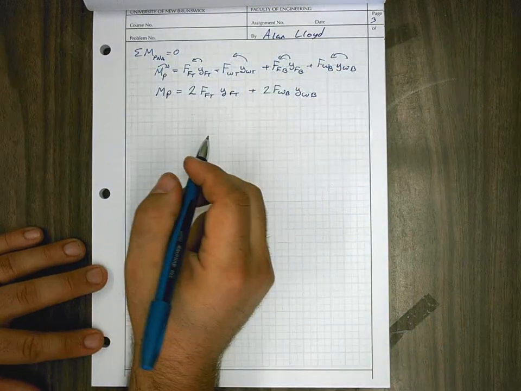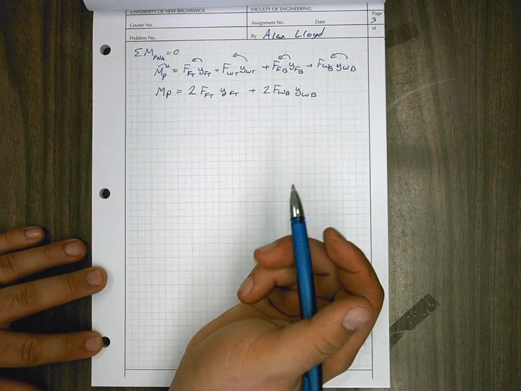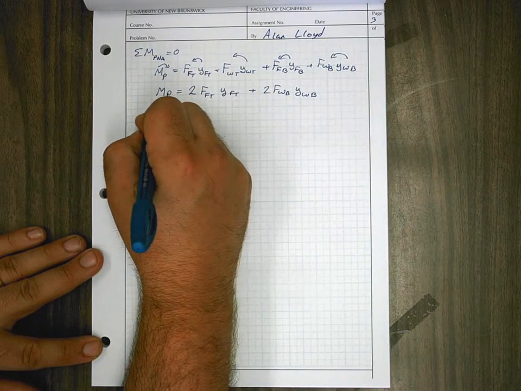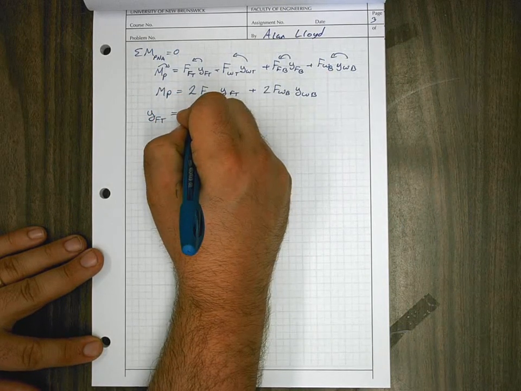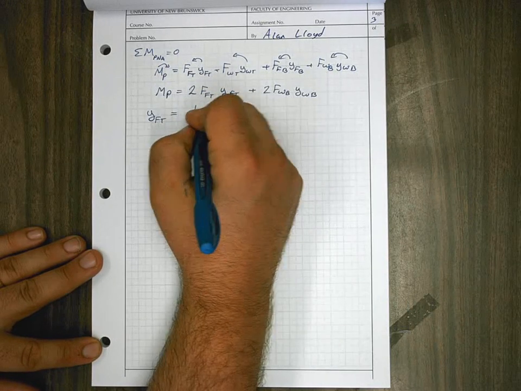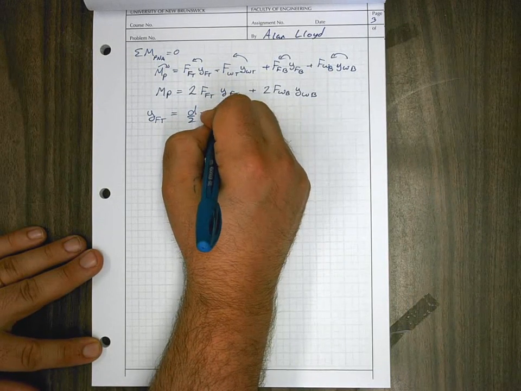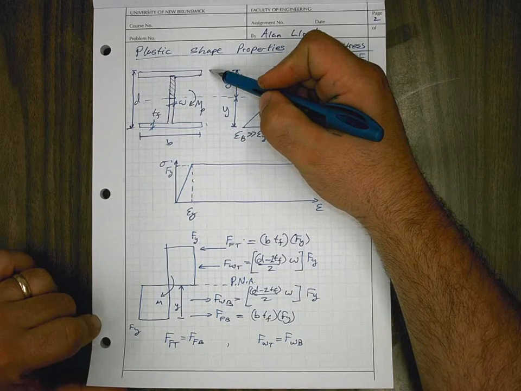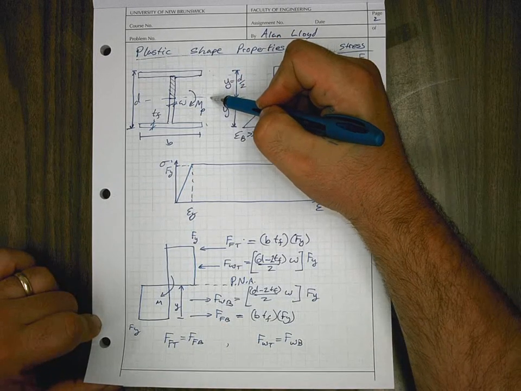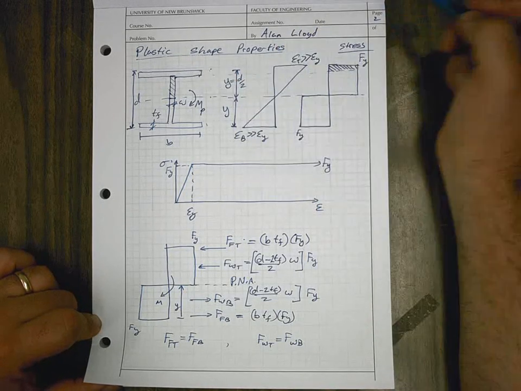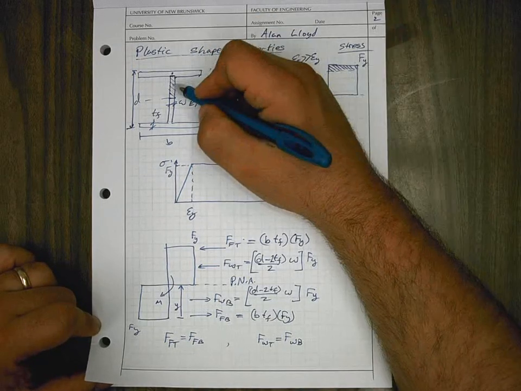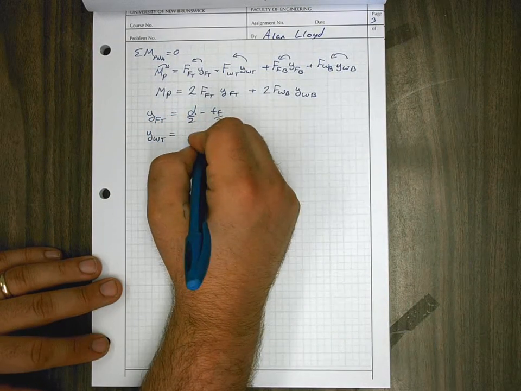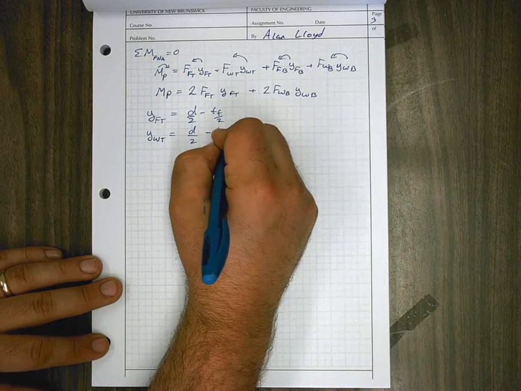And if we look at the distances involved in this, we can say that our Y for the flange at the top is going to be equal to D minus D over 2 minus TF over 2. In other words, let's go back to our drawing. We have the whole height divided by 2, which gives us the height from here to here, minus the flange thickness over 2. And that's the centroid of the flange force. And the Y for our web at the top is simply equal to D over 2 minus TF, all divided by 2.